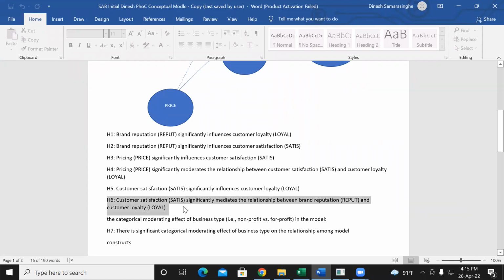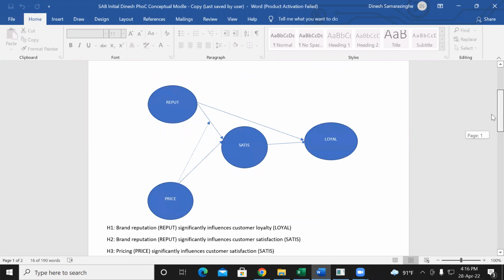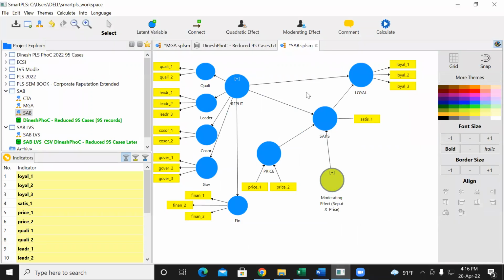Customer satisfaction significantly mediates the relationship between brand reputation and customer loyalty. That is the hypothesis I have in my conceptual model. But I have other variables also. But if you want, you can remove other variables in your thesis and you can separately show this.